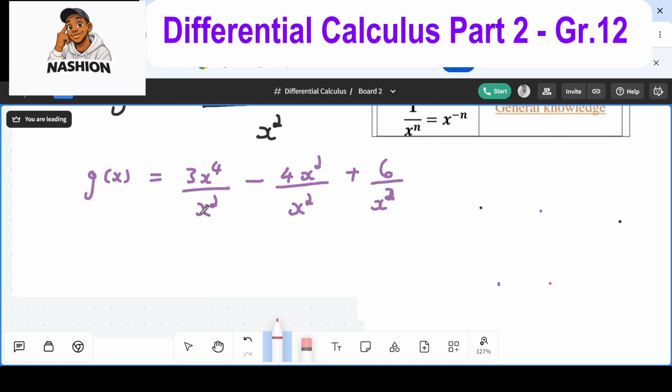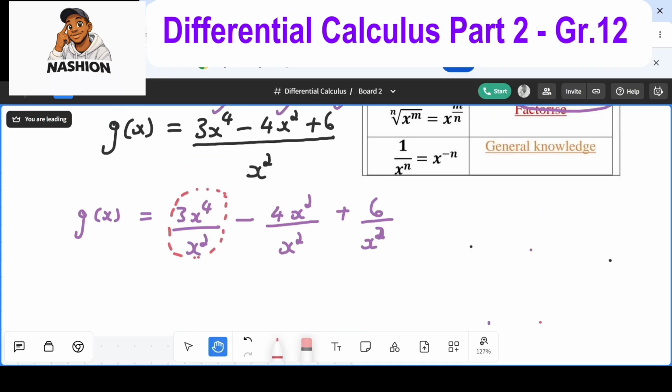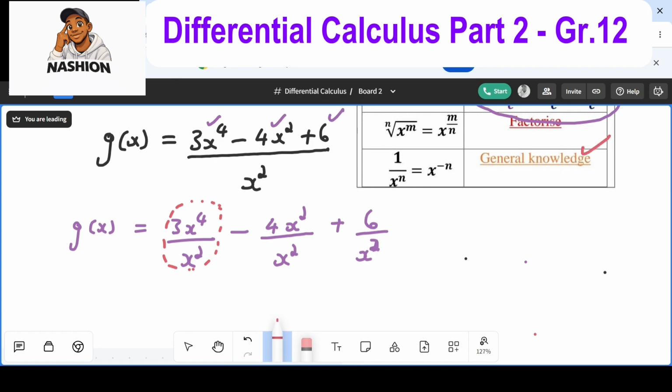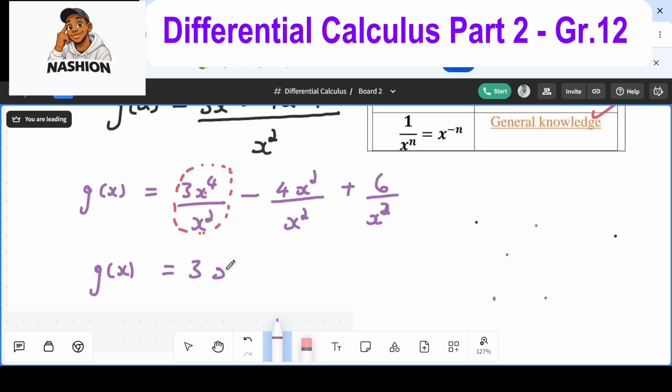I see some cancelling out to do here, but you can also look at it this way in this part right here. You can just apply your general knowledge, guys, because we have base x and base x, exponent 4, exponent 2 at the denominator. What do we do when the bases are the same and we are dividing? We subtract exponents. So we are going to write 3x to the power 4 minus 2. That's exponent 4 minus exponent 2, giving us 2. So that's 3x squared.